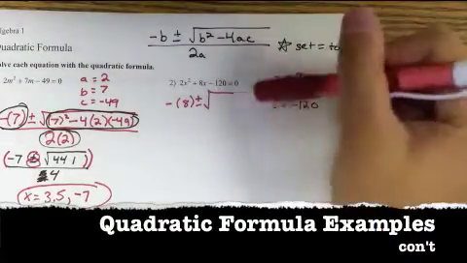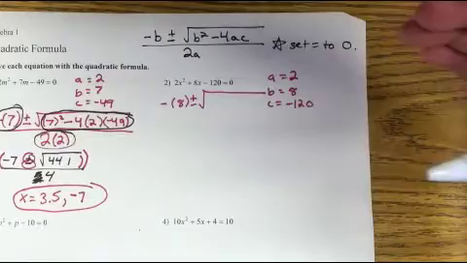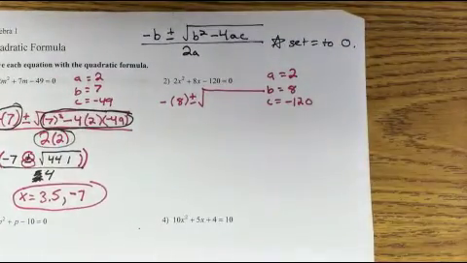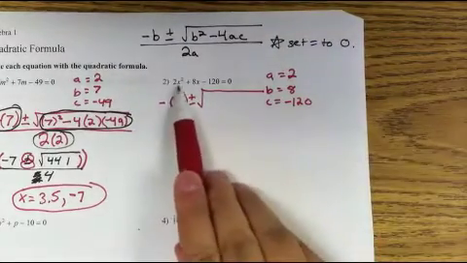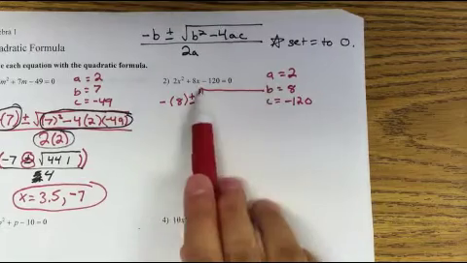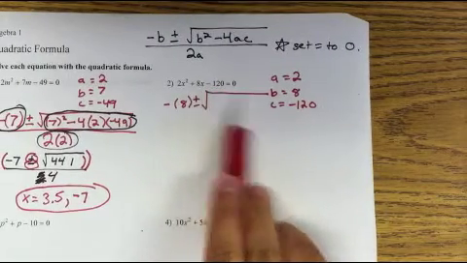Okay, so yeah, it is set equal to 0, so we're good. So now we can move on by identifying our A, B, and C. Remember, we need those pieces to plug into the quadratic formula. Our A in this case is 2. Our B is right next to the x, which is 8, and then C is negative 120.